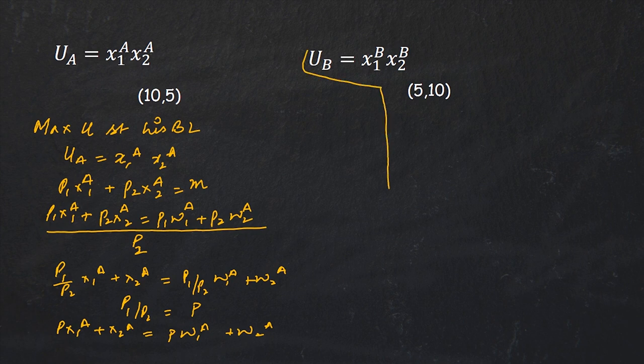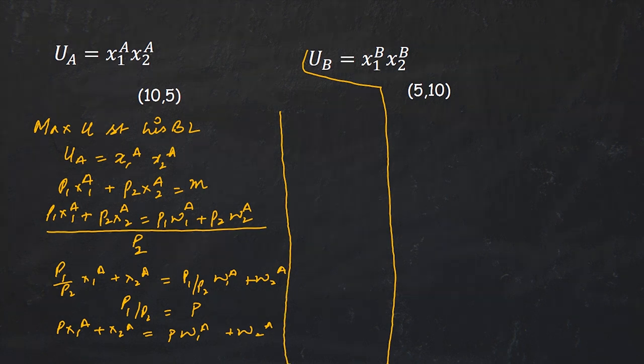But I want to now divide the page and talk about A's calculation. Let me talk about A's calculation here. Okay. Now we are saying that this is my equation. Now I don't know what X1A is. And I don't know what X2A is. That's the consumption bundle I'm supposed to find out. But I do know that omega 1A is 10, so it becomes 10P plus 5. 10P plus 5, right? 10P plus 5.